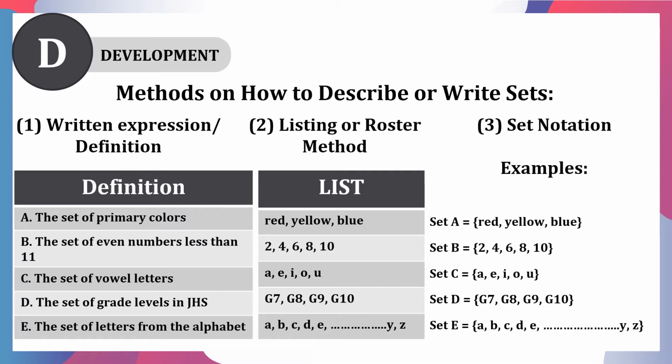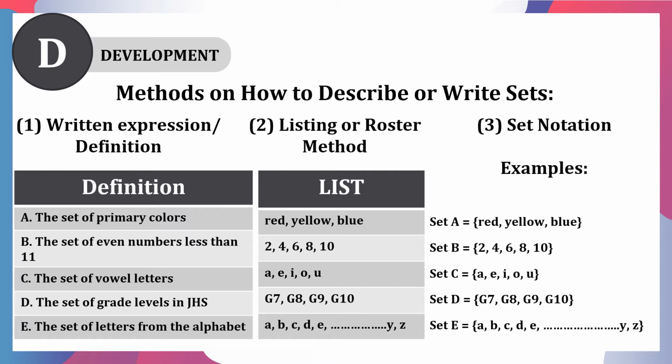Letter D. The set of grade levels in junior high school. By listing, G7, G8, G9, and G10 all separated by comma. By set notation, we have set D is equal to open brace G7, G8, G9, and G10 close brace.